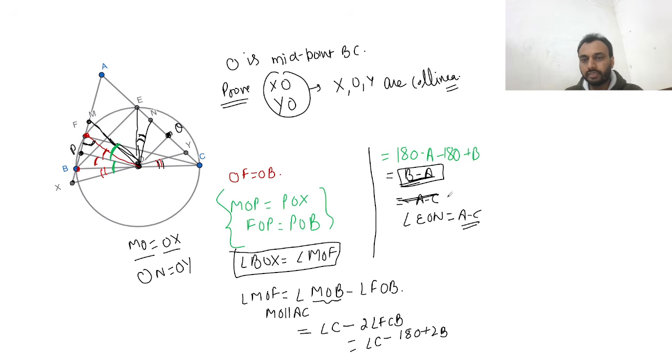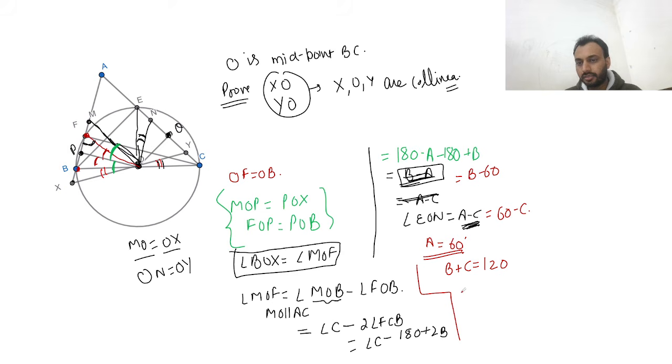So if we somehow prove that B minus A is equal to A minus C, then we are done. And for that we can use that A angle is 60 degrees. If A angle is 60 degrees, right, then B plus C is 120. So we are saying that B minus 60 is equal to 60 minus C. I think that is perfectly fine, right? Because if B plus C is 120, then B minus 60 is equal to 60 minus C. That is perfectly fine, isn't it?